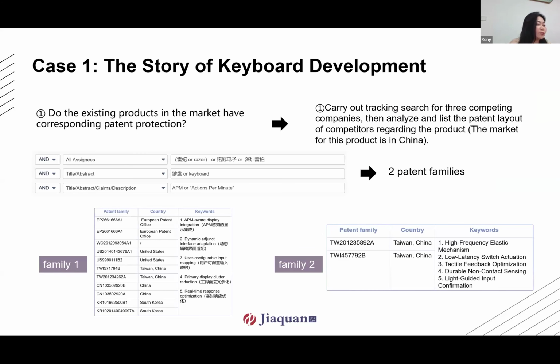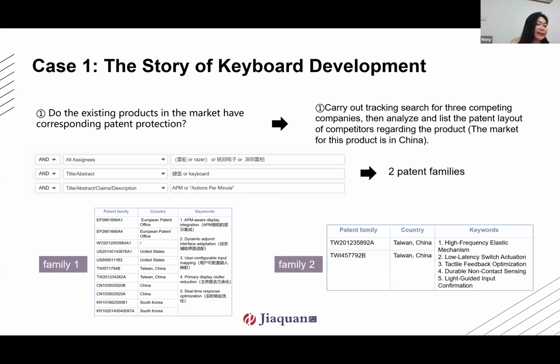So I directly showed the simplest search process. For the applicants, I used the company names of the 3 competitors we found. Since I was looking for the keyboard product, I entered the word keyboard in the title and abstract fields. And because the core point of our whole solution is its ability to display the APM value, I entered APM in the TACD field, which is title, abstract, claim, and description. This is the simplest search.